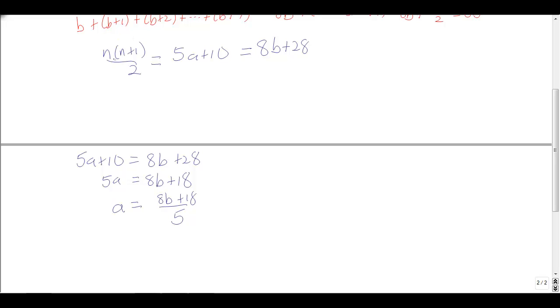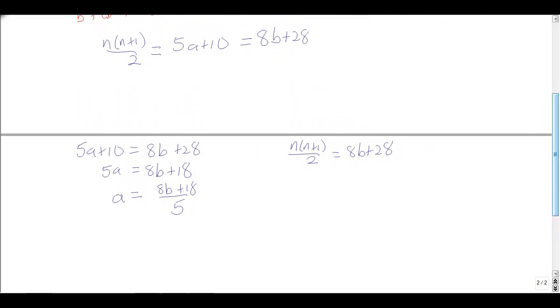And now I can take n times n plus 1 over 2 equals 8b plus 28 and get an equation for n in terms of b. So I have n times n plus 1 over 2 equals 8b plus 28. This one's going to get a little bit uglier.